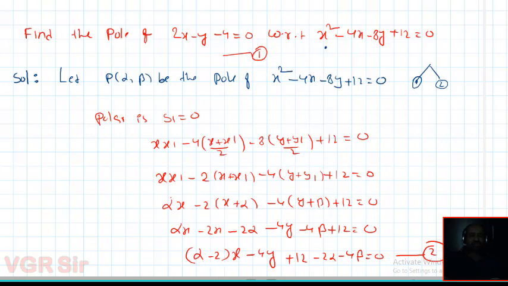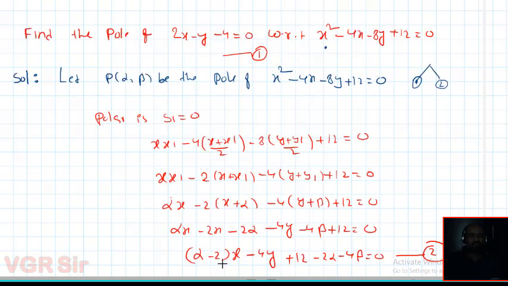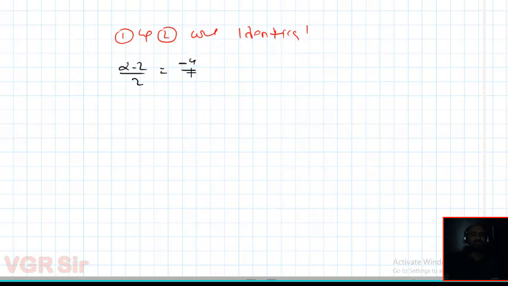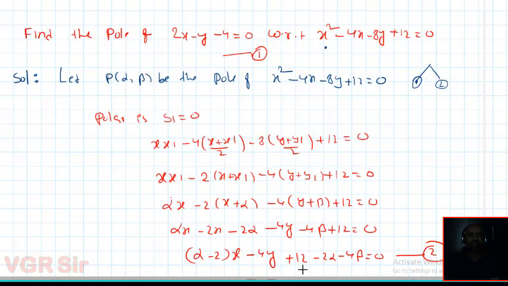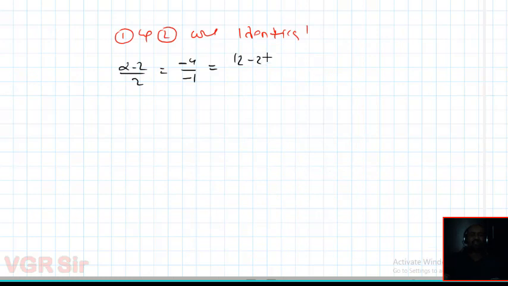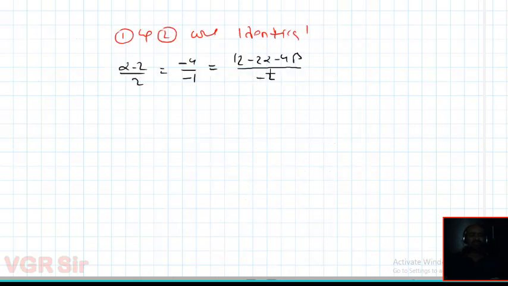So what is the meaning of that, Nana? Alpha minus 2 by 2 equal to minus 4 by minus 1 equal to 12 minus 2 alpha minus 4 beta by minus 4. Now I want to cross check with that. Yeah, this is minus 4. While comparing these two, directly we get alpha, Nana, minus minus get cancelled, 8, 10, alpha equal to 10 directly.